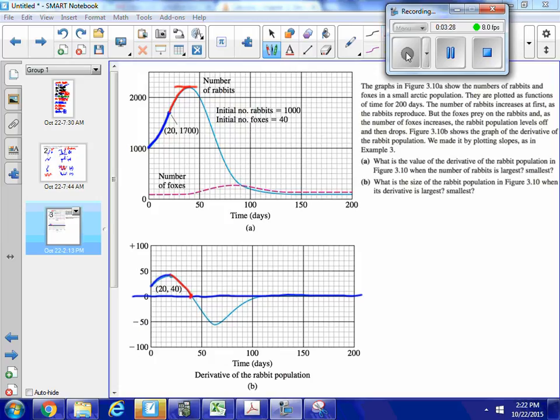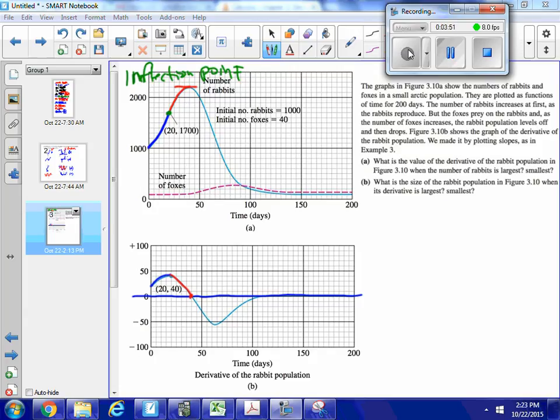This point, by the way, right there where the tangent line changes from becoming more positive to becoming less positive, is called an inflection point. And we'll get into that later on in this chapter. But for now, let's just work with the derivative.